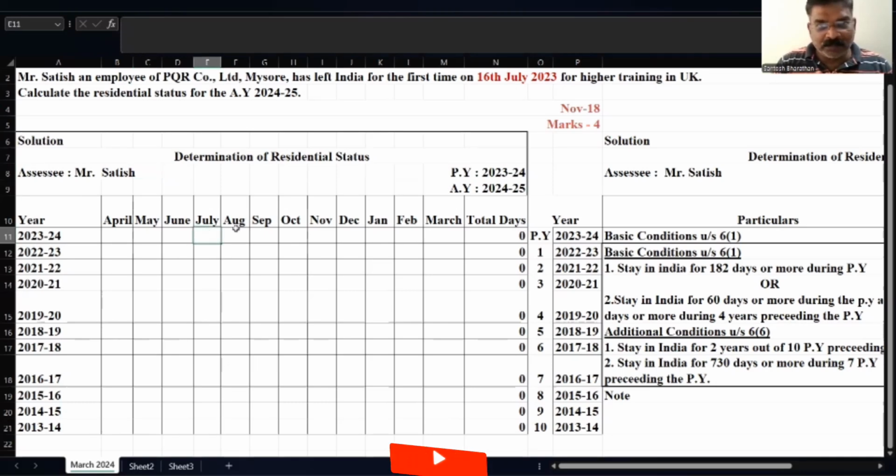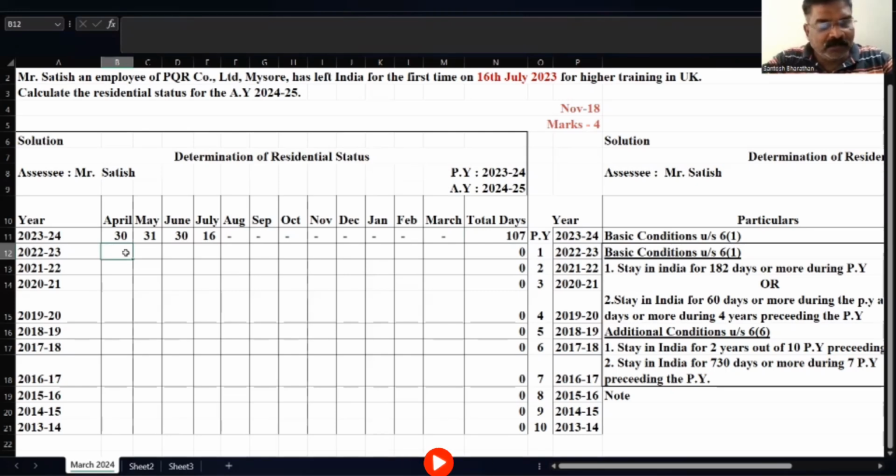So in July, that is in the previous year, he was present for 16 days. Okay, July. That means he was there in the month of April 30, then May 31, and then June 30. Okay. Rest like August, he was not there. I'll mention it as 0. September, not there, 0. October, 0. November 0, December 0, Jan 0, Feb 0, March 0. Total days for the previous year, he was there in India for 107 days.